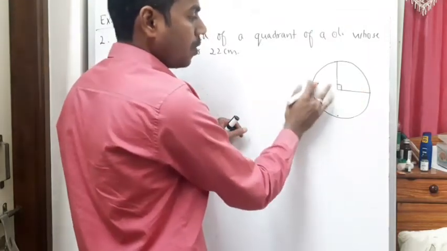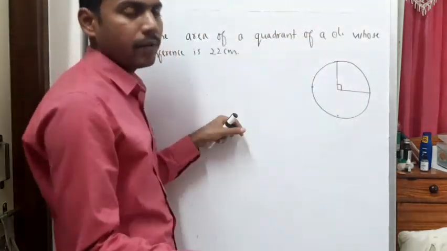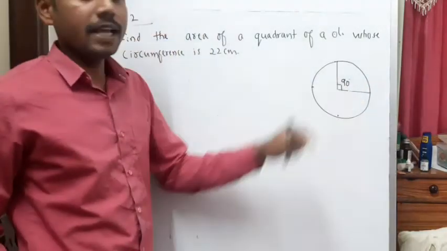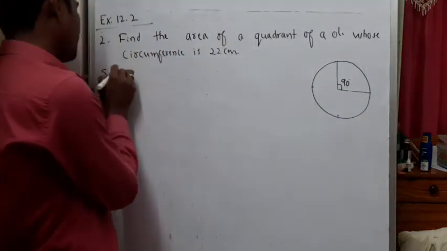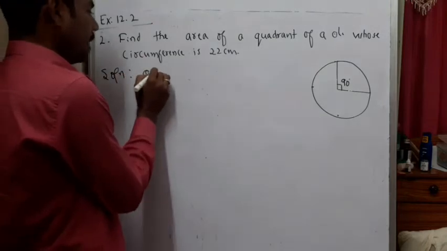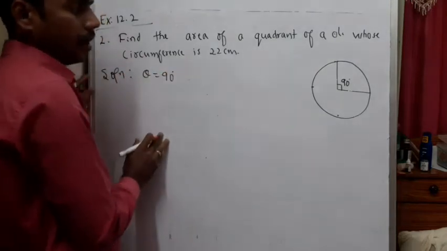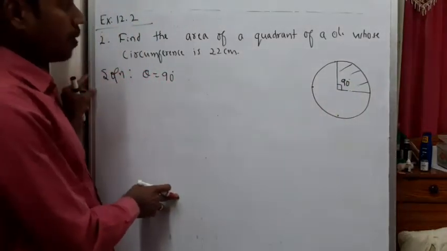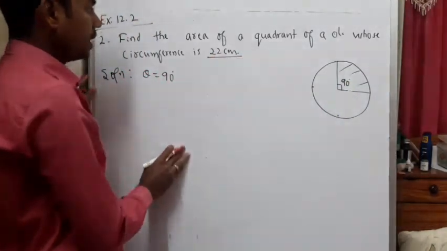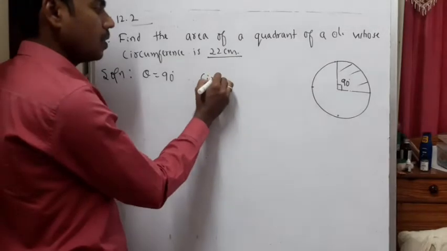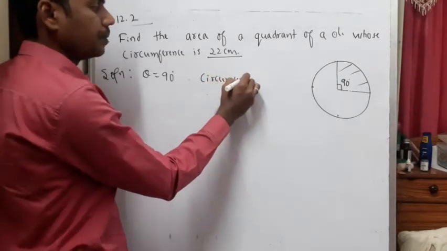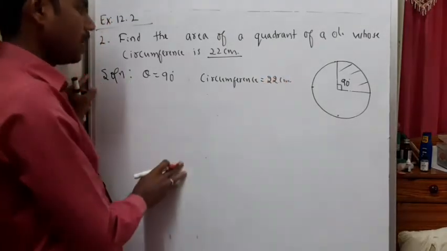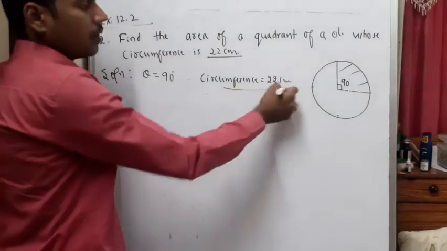If one quadrant, that means 360 divided by 4, which is equal to 90 degree. Okay. So what is theta here? Theta is equal to 90 degree. And we need to find the area of this sector. And what is given to us? This 22 centimeter is the circumference. Circumference is equal to 22 centimeter.